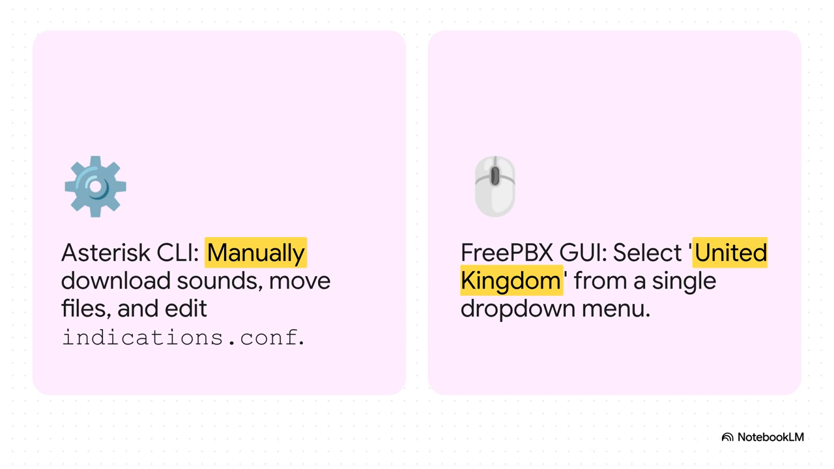Here's another perfect example. Let's say you're in the UK, and you want your system prompts, please leave a message, to have a British accent instead of an American one. The old Asterisk way? You'd have to manually find and download the right sound pack, move all the audio files to the correct server directory, and then edit yet another config file. The FreePBX way? You find a drop-down menu, you select United Kingdom, and you're finished. It's a night and day difference.